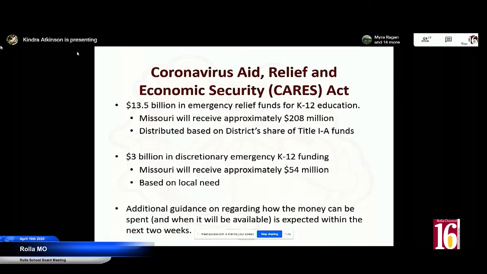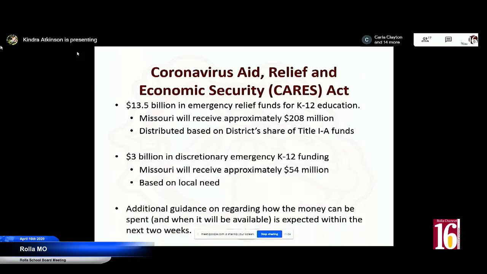Kendra, this is Jim. Can you give some guidance again on when the local need information will be out? Yeah, so we're hoping in the next week that we'll get more guidance from the Department of Education. I know a week ago they said in about 2 weeks, so I'm hoping just any time now. Thank you.